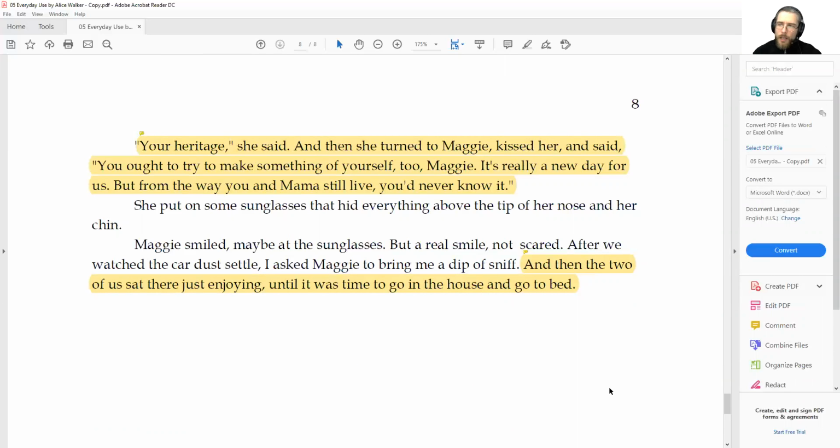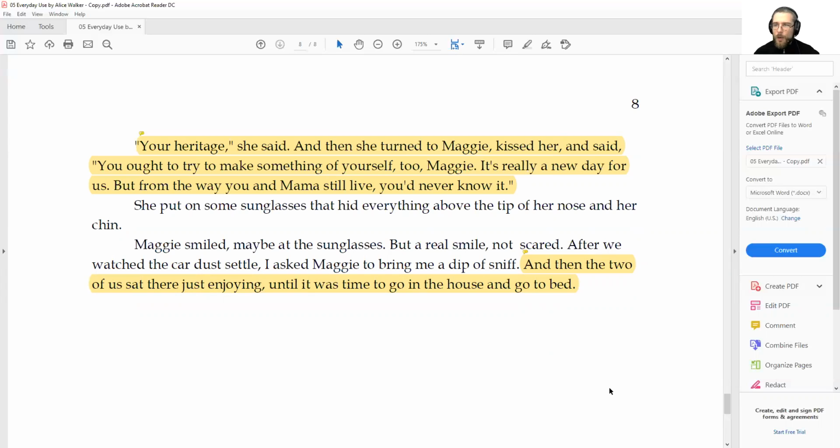After we watched the car dust settle, I asked Maggie to bring me a dip of snuff, and then the two of us just sat there enjoying until it was time to go into the house and go to bed.